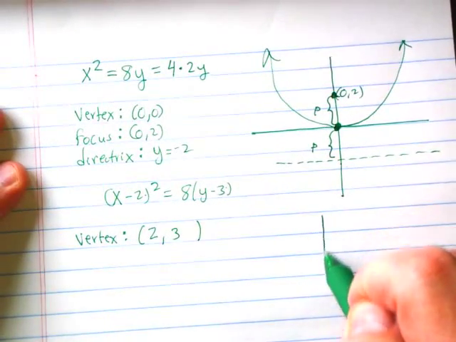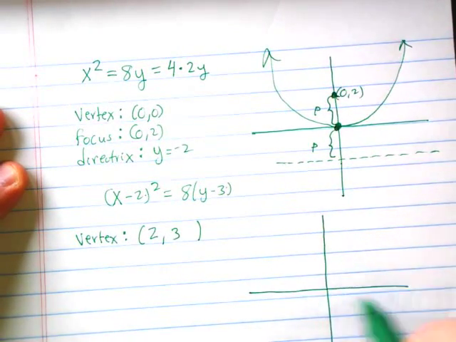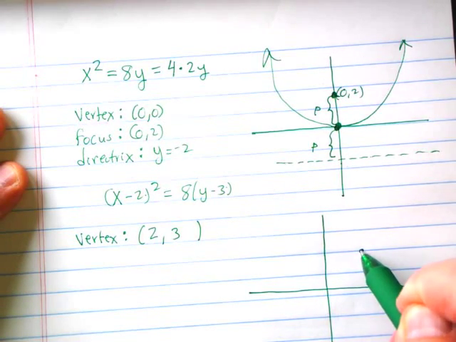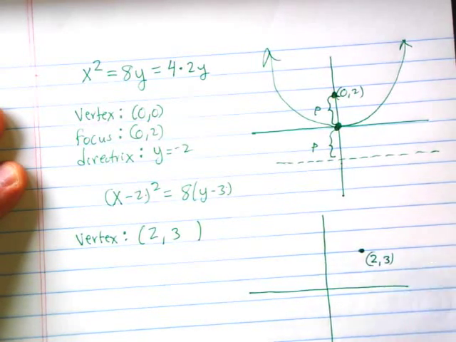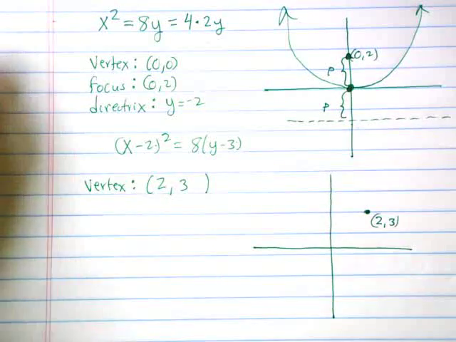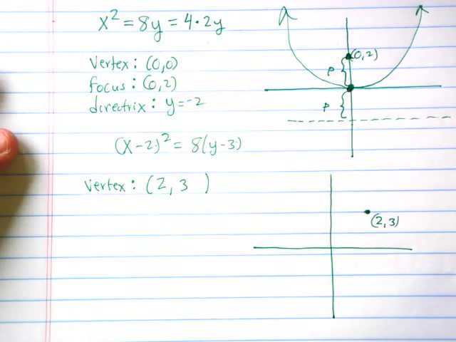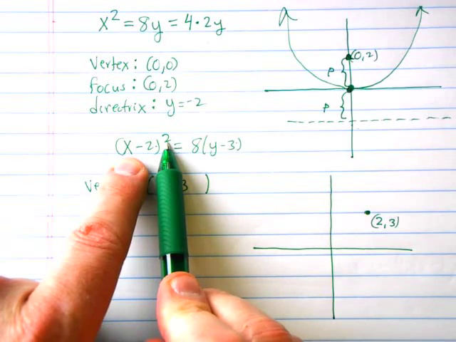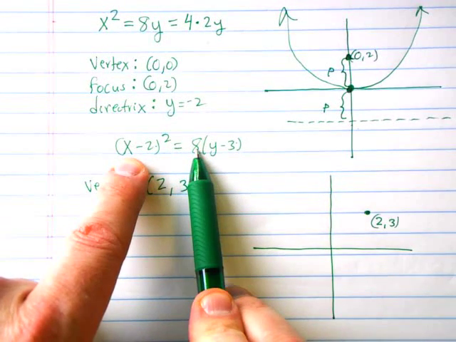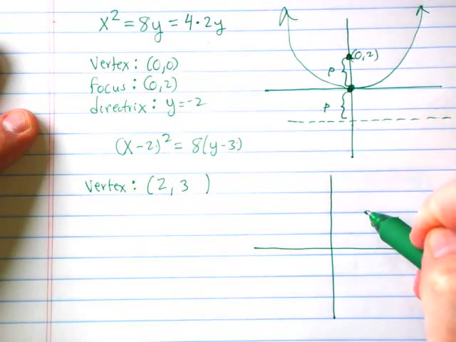All right, so now 2, 3 is our vertex. This parabola is still opening which direction? Up, down, left, right? It's still up. It has the x squared, which tells you it's up or down, and then you look at this number. If this number is positive, it goes up. If this number is negative, it goes down. So it's still up.